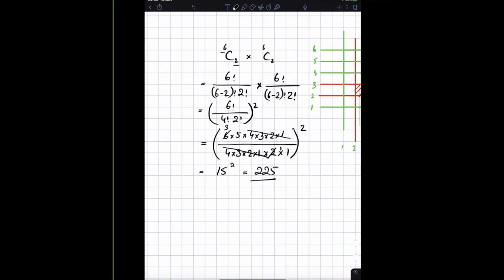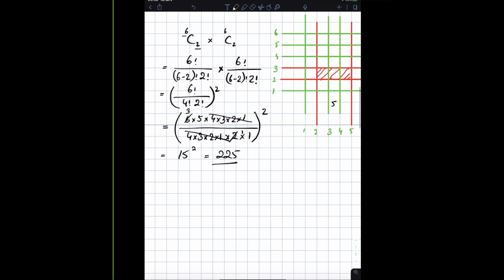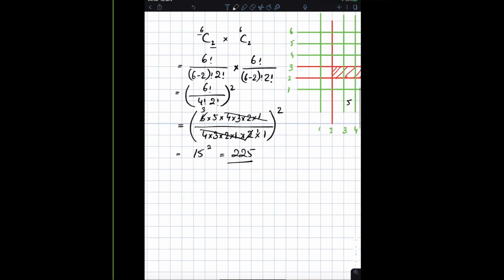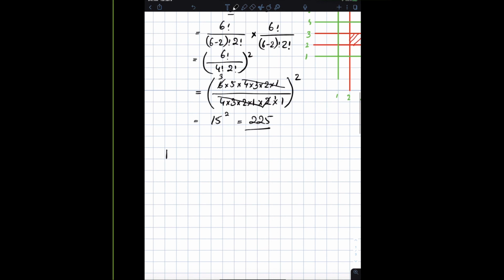Now, of course, we can also generalize this result. The idea is that in any n by n grid, you have n plus 1 horizontal lines and n plus 1 vertical lines. So what you can say is that in general, for an n by n grid, the total number of rectangles that can be created is given by (n plus 1) C 2 multiplied by (n plus 1) C 2, which can also be written as ((n plus 1) C 2) squared.